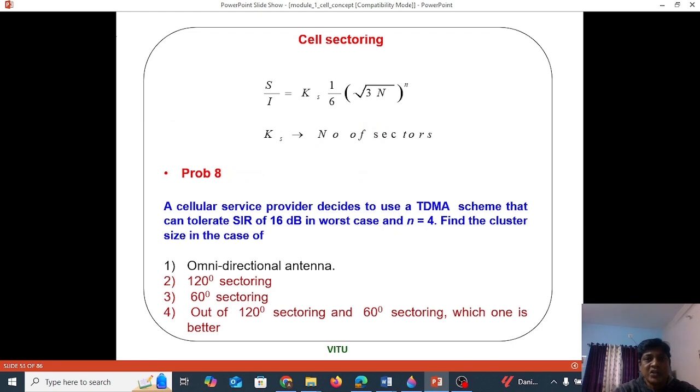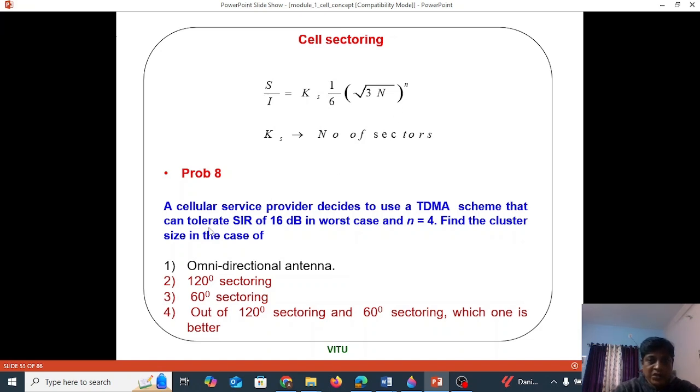Now once we introduce cell sectoring, the SIR equation is modified. Initially this Ks term was not there. Without sectoring it was S by I equal to 1 by 6 times (root of 3n) whole to the power of n. But once the sectors are introduced, another term Ks has to be multiplied with the existing SIR expression. The new equation with cell sectoring for SIR becomes S by I equal to Ks into 1 by 6 into (root of 3n) whole to the power of n.